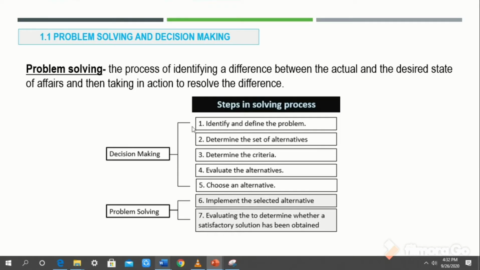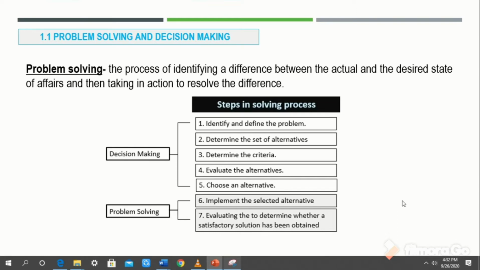So, steps 1 to 5 are called decision making because this is where you structure and organize your problem. And then steps 6 and 7, this is the implementation of the alternative and evaluation of the chosen alternative. So this is when your problem is solved. This is the problem solving.